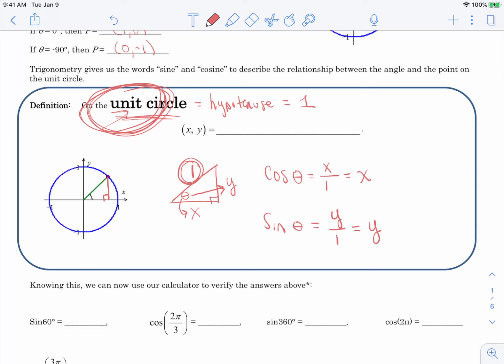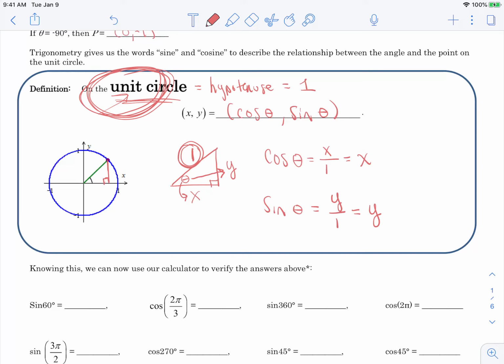What we're finding here, the key thing, is that it's only when we're on the unit circle, when our denominator is 1, that all my x values represent the cosine values of that angle, and all my y values represent the sine of that angle. This is super important because it's going to come into play kind of like multiplication tables. Now I could figure out sine of 60 degrees easily. I don't need a calculator anymore. I am just going to refer to my unit circle.